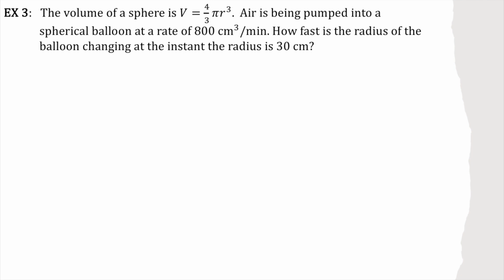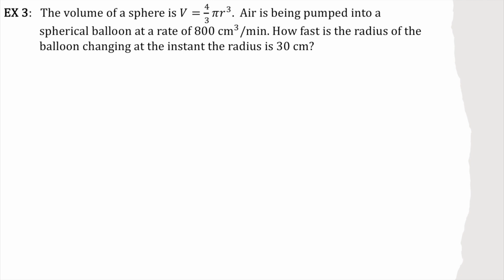Let's try another one. The volume of a sphere is 4/3 pi r cubed. Air is being pumped into a spherical balloon at a rate of 800 cubic centimeters per minute. How fast is the radius of the balloon changing at the instant the radius is 30 centimeters? Okay, so we read the problem. Now we're going to read it again and write down what we know as we go.